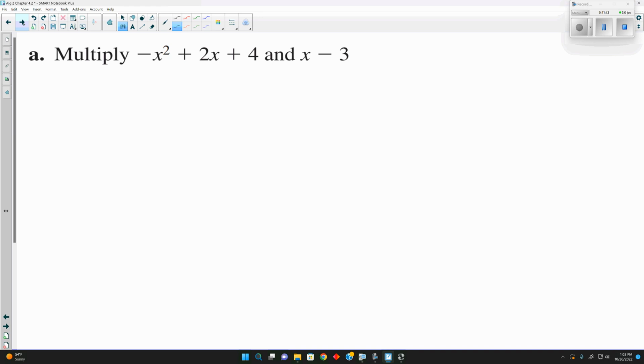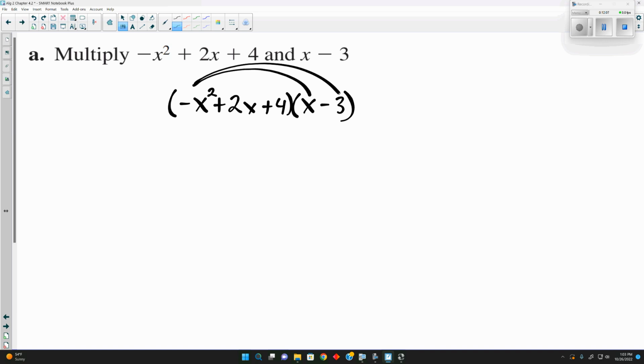Now, we can do this vertically, we can do this horizontally. I'm mainly going to focus on horizontal. So we have this here. And again, just like with addition and subtraction, y'all have done this before, because we're going to be using our distributive property. So we'll have negative x squared times x, which is going to be negative x cubed. Negative x squared times negative 3 is going to be plus 3x squared.